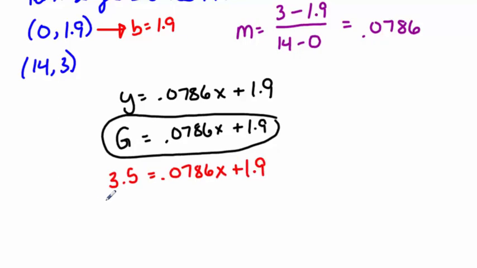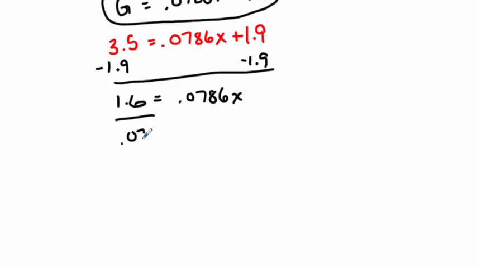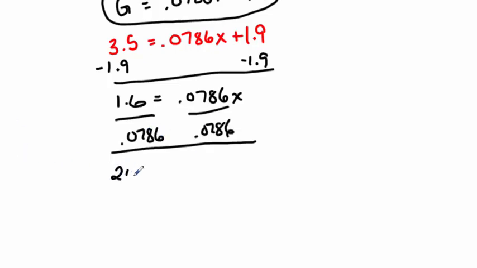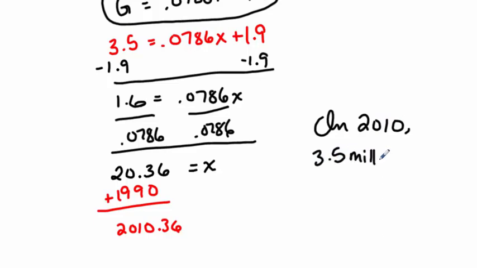To solve this equation, we're going to be subtracting 1.9 from both sides to start. That gives us 1.6 equals 0.0786x. And then if you divide both sides by 0.0786, we'll come up with about 20.36 for the x value. Now don't forget that this is years since 1990. So we're going to want to add 1990 to that to find the actual year. 1990 plus 20.36 is 2010.36, or in the year 2010. So my final answer here is going to be in the year 2010. We have about 3.5 million girls participating in high school sports.